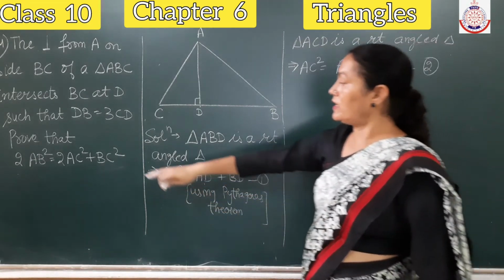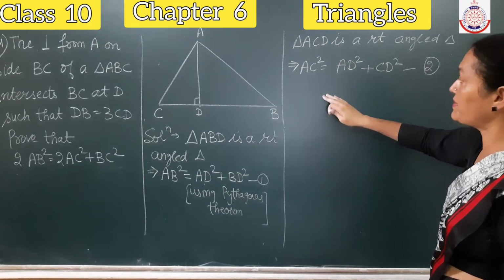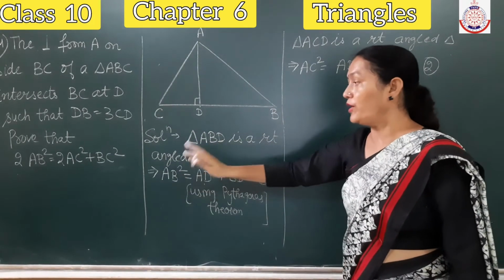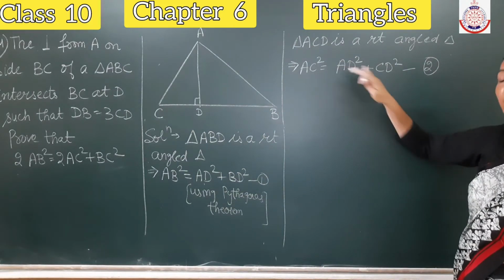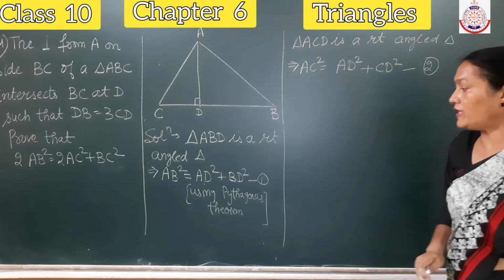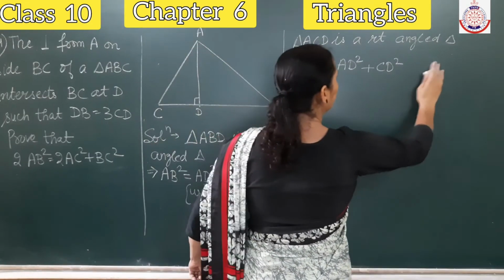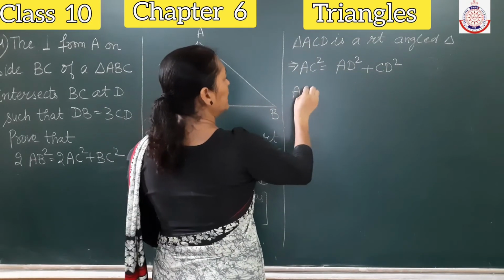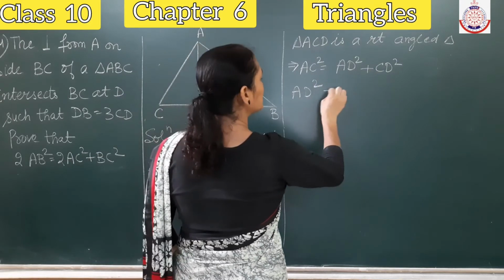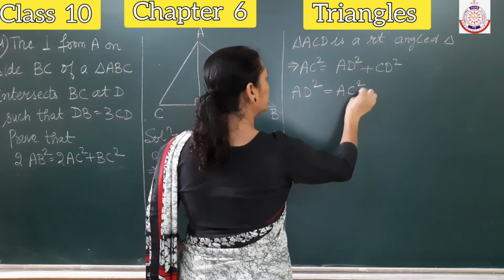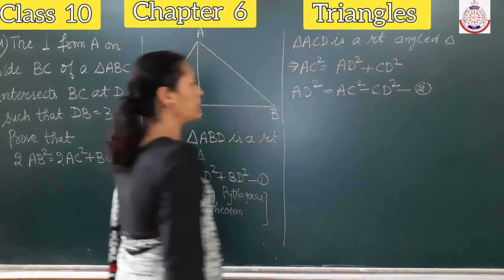Now see, in our result, AB and AC are on 2 different sides. That means we can't add the equations. Moreover, AD is not there. That means we should remove AD from here. So if we rewrite equation number 2, we can write that AD square is equal to AC square minus CD square. Let it be equation number 2.